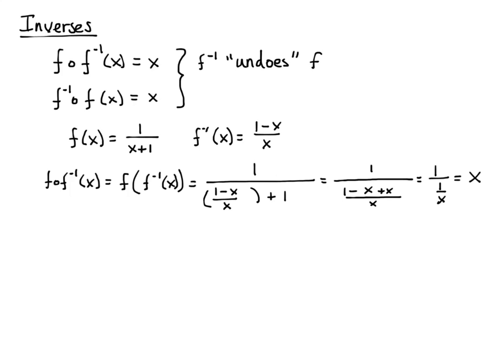Now, we won't worry too much about domain at this point, because there's some domain restrictions with both the function and its inverse, because there's a potential for dividing by 0. But we'll just assume that in its own domain, the composition simplifies out to x.